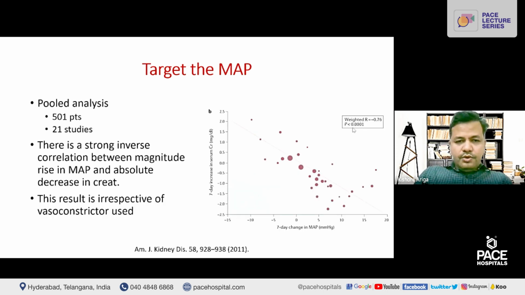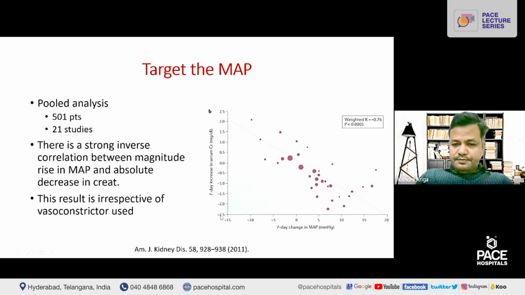This is also shown by a pooled analysis of 501 patients in 21 studies. There is a strong inverse correlation between the magnitude of rise in mean arterial pressure and the absolute decrease in the serum creatinine, and this was irrespective of the vasoconstrictor used.